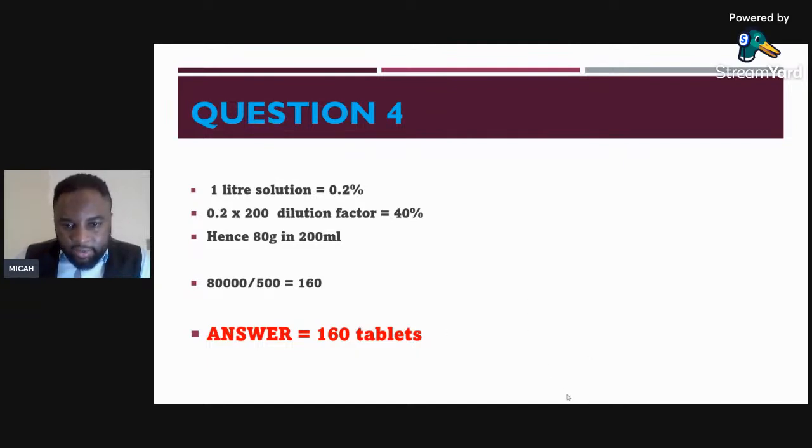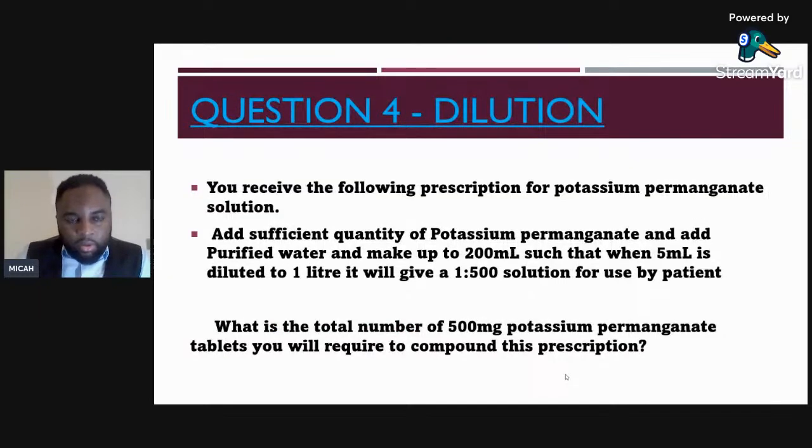The first thing we need to look at is the final concentration so that you can work backwards. How much they want us to make is the last thing you should consider. The final concentration is a 1 in 500 solution.